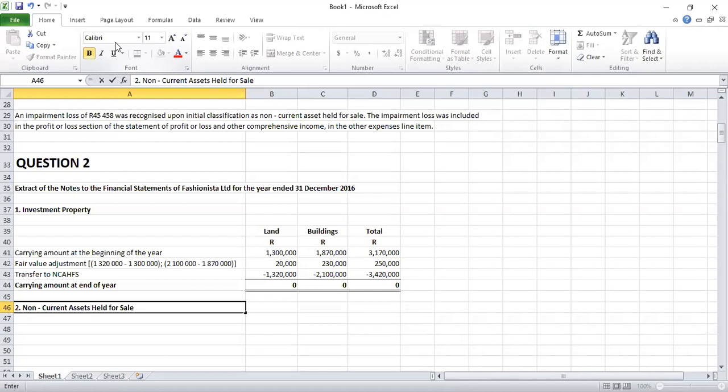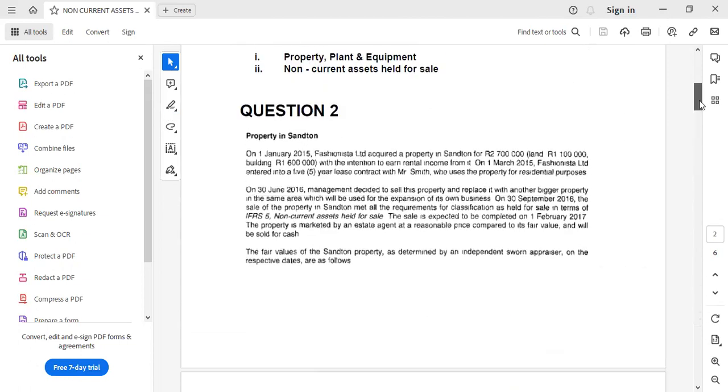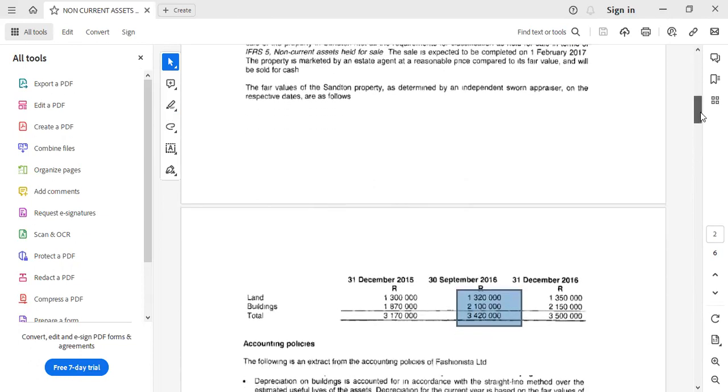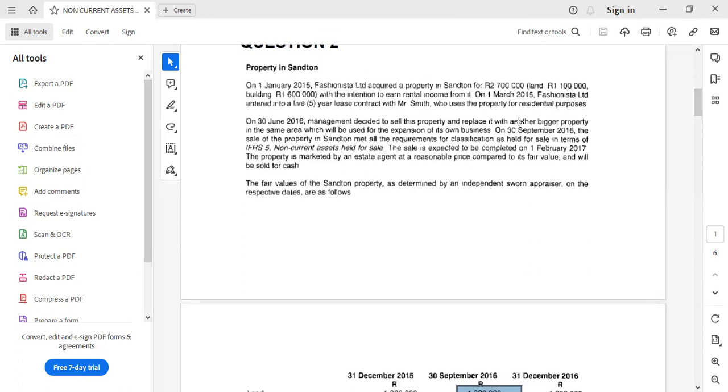In our non-current assets held for sale, we have to bring out the following: that they decided to sell it in order to replace it with a bigger property. And this decision was made on 30 September. We mainly use the date when all criteria were met. Or then we can say the sale is expected to be concluded on 1 February 2017, and will be for cash.